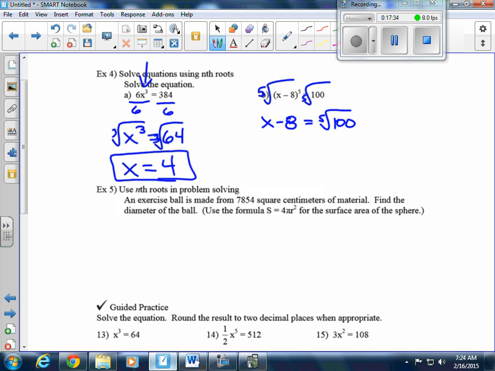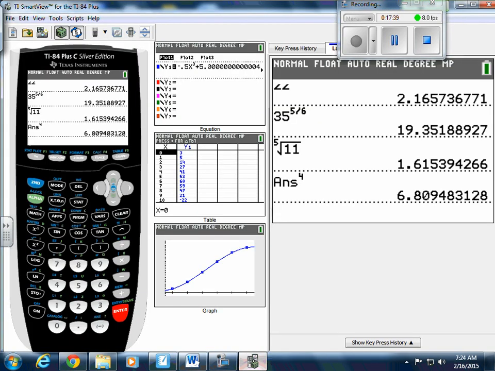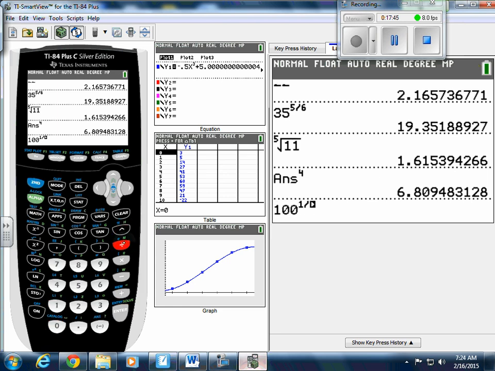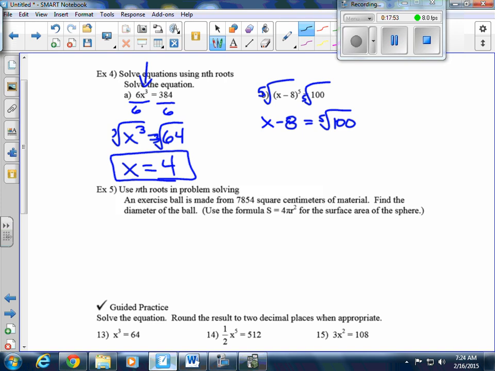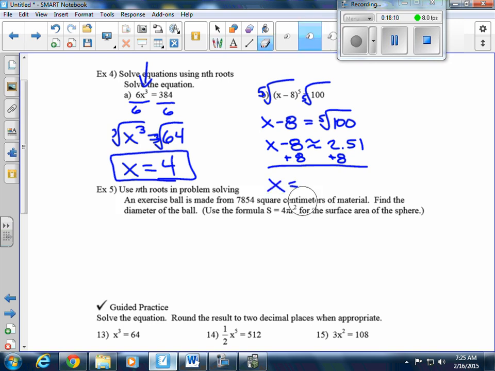You plug it into your calculator. You go to the 5th root of 100. So let's do that. What is the 5th root of 100? So 100 to the 1/5 power, and it's approximately 2.51. So let's put that in there. So we're going to get x minus 8 is approximately 2.51, and now we add 8 to both sides, just like we normally would when solving our equation. So x is going to equal approximately 10.51.